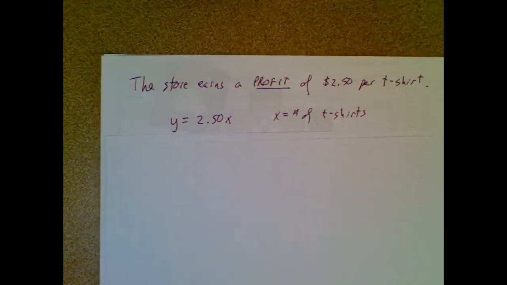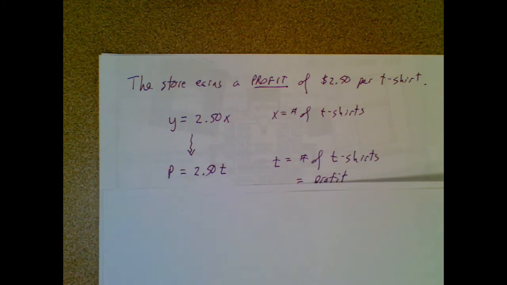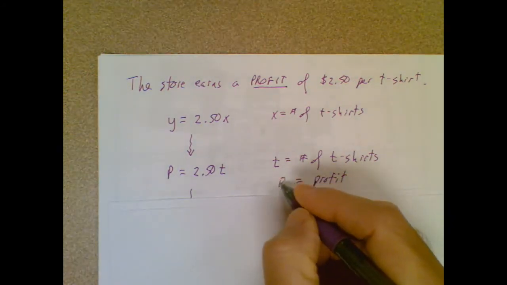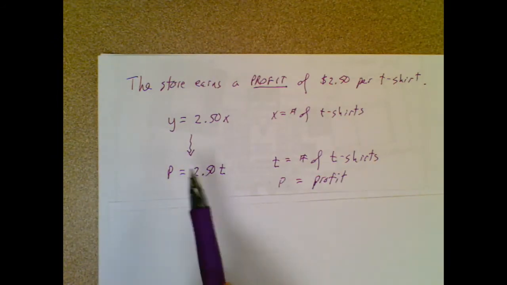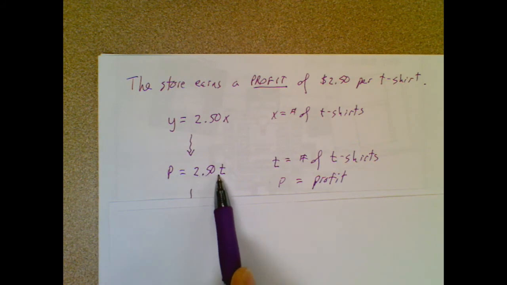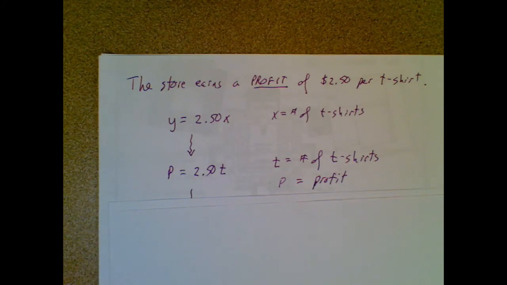That's very true. There's nothing wrong with that. But we can make it a little bit better using function notation. So we could say, I need a p here. P equals 2.50t. Now we're personalizing a little bit. Profit equals $2.50 per t-shirt sold. Same thing as that, but now it's a little bit more personalized.